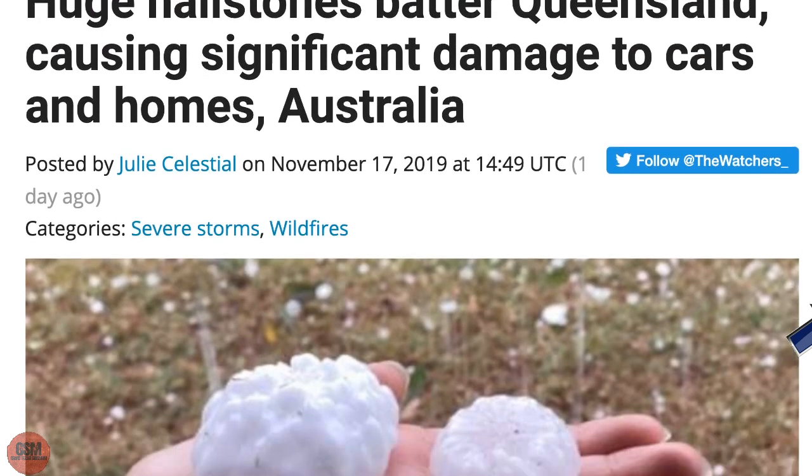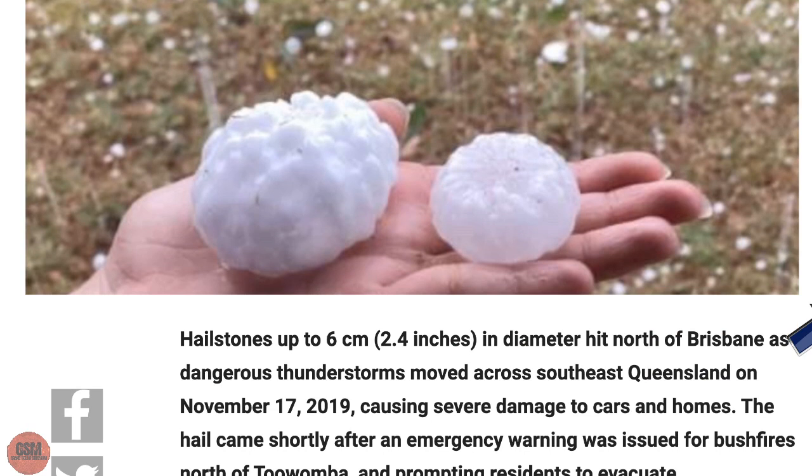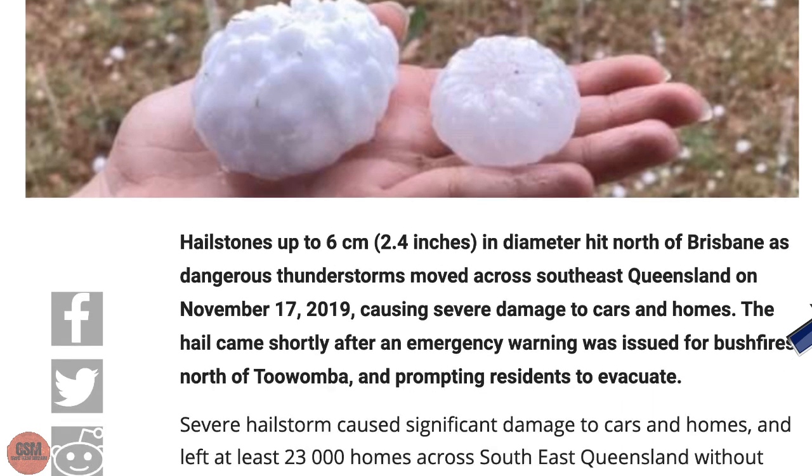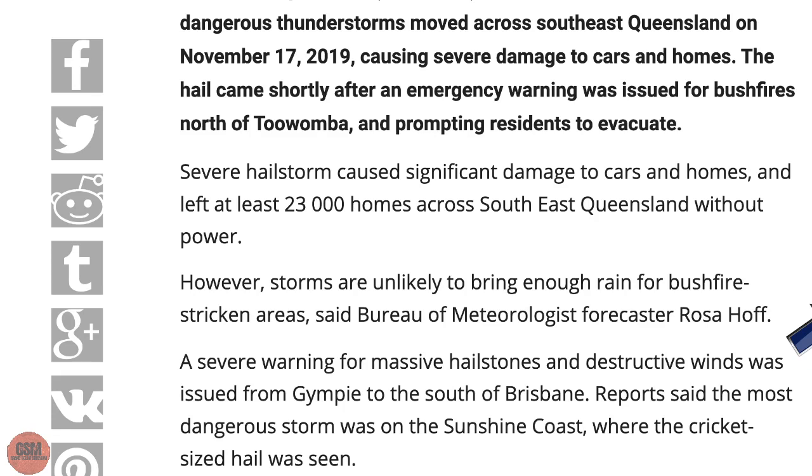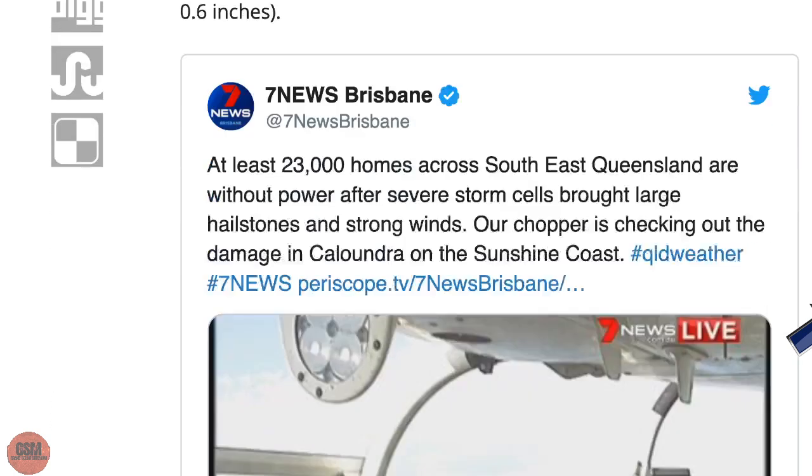It's awesome. Hailstones up to 2.4 inches in diameter hit north of Brisbane as dangerous thunderstorms moved across southeast Queensland on November 17th, causing severe damage to cars and homes. The hail came shortly after an emergency warning was issued for brush fires north of Toowoomba, prompting residents to evacuate. Look at this. Severe hail. 23,000 homes across the area were damaged and left without power. Cars with windshields busted out.